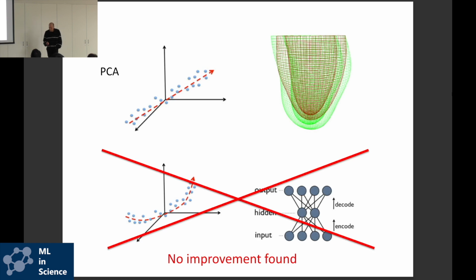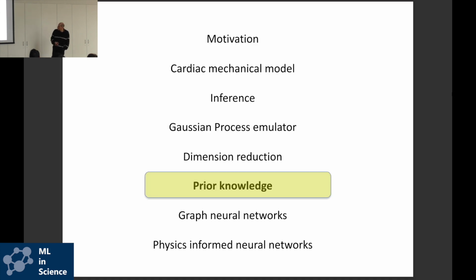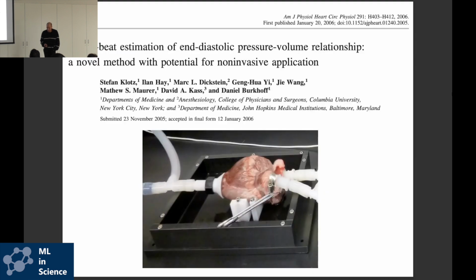But then the question is, can we reduce the uncertainty by bringing in more prior knowledge? And that's what the next part is about. How can we include prior knowledge? We came across a paper where the physiologists had done the following study. They pumped blood into the left ventricle and looked at how the volume increases as a consequence of different blood pressures.